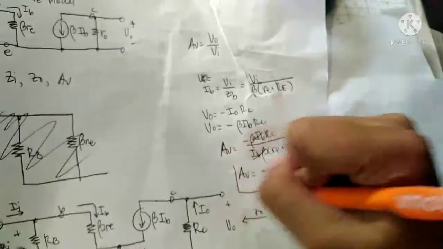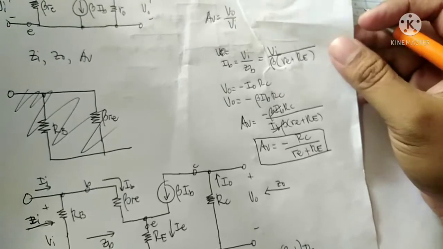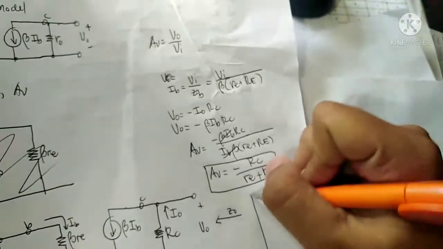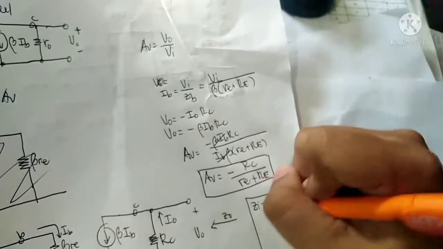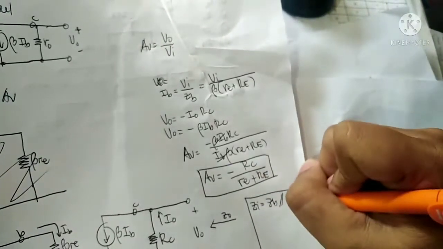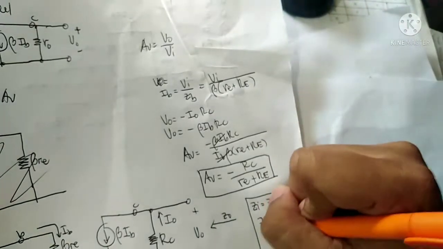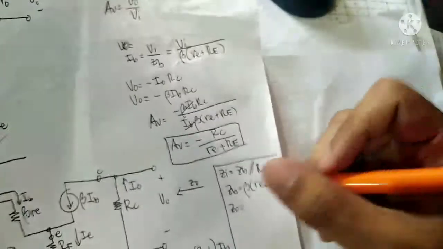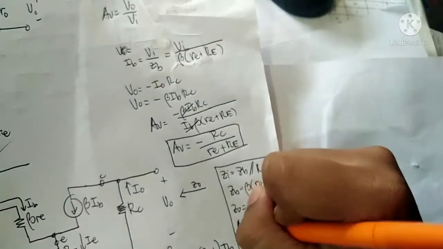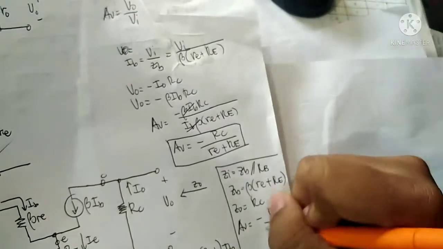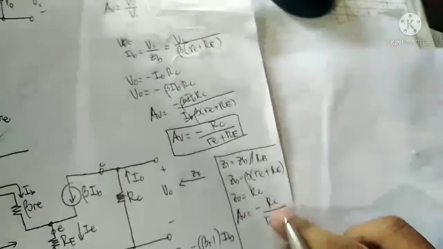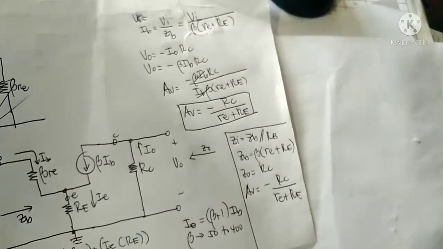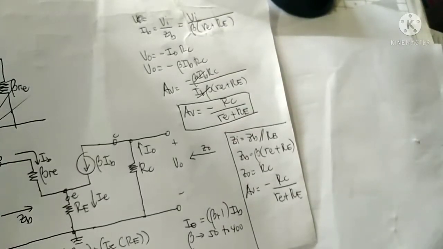So this is the voltage gain. Therefore the important parameters are these formulas. Zi is equal to Zb parallel RB, where Zb is equal to beta times re plus capital R sub E. Zo is equal to RC, and then the voltage gain is negative RC divided by re plus RE. So these are the formulas for the unbypassed common emitter bias configuration.